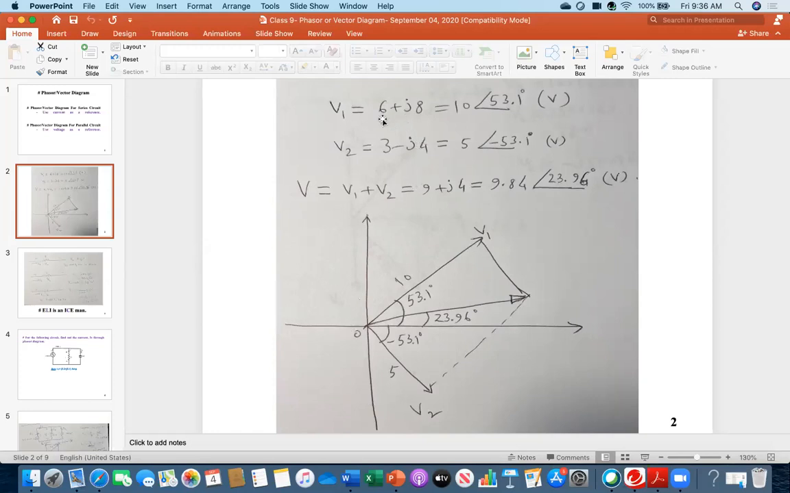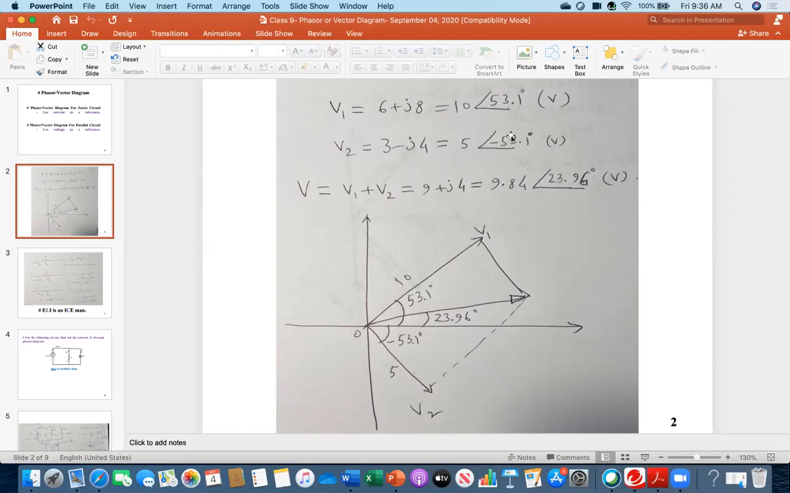Everybody see this V1, 6 plus j8. So 6 means, for example, 1, 2, 3, 4, 5, 6 here. And then there is plus j8. Upward is plus j, downside is minus j. That is the meaning of the j operator, you know. j means 90 degrees, right? So this axis is j actually. So this is 6, and then go j8, you see this point.